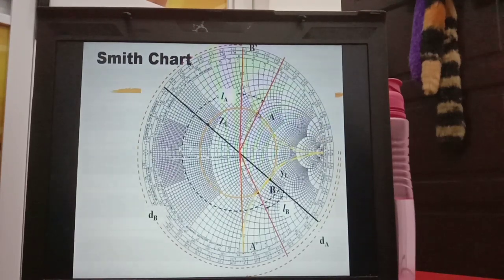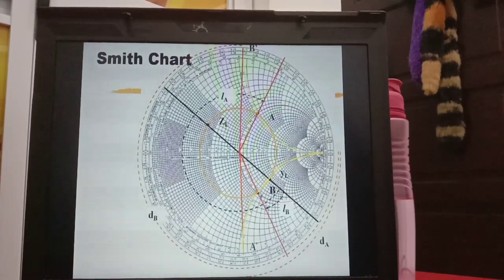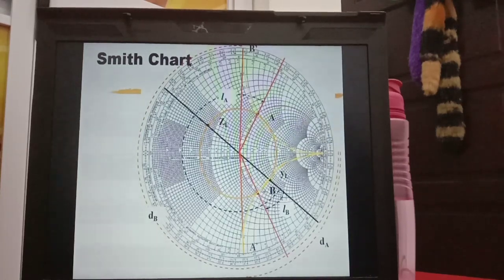So at point A, we get the real part of 1 and the imaginary part is j1.04. Whereas at point B, the real part is 1 and the imaginary part is minus j1.04. These are the points where we can connect a stub line to cancel off the imaginary part. That means at point A, we need a stub line that gives us a normalized admittance of minus j1.04.